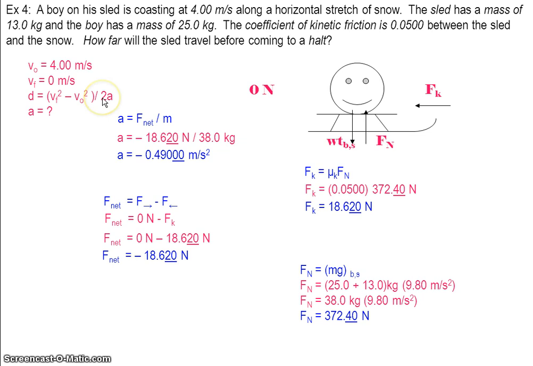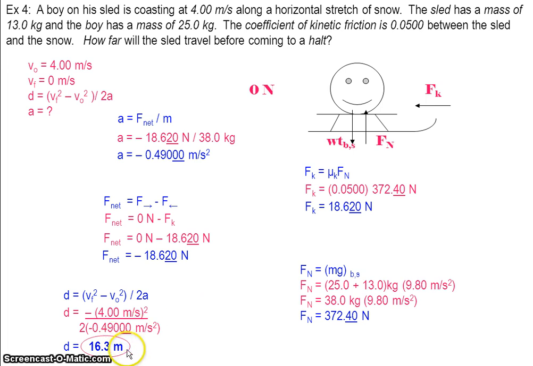And if we plug into this equation, you can see now that the final velocity is 0, the initial velocity is 4 meters per second, and the acceleration now is this value, so we can go back to our kinematics equations and solve. So it will come to a halt after 16.3 meters of travel. So hopefully that gets you started on the problems on the back.